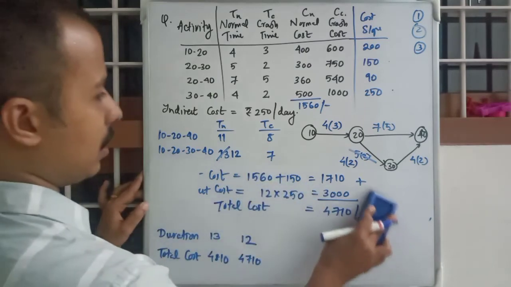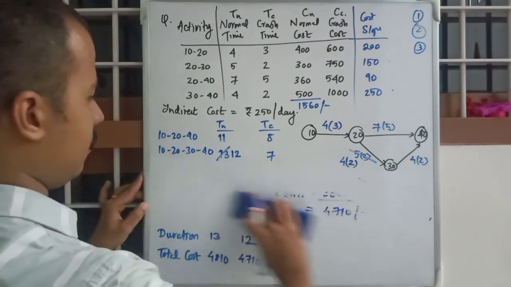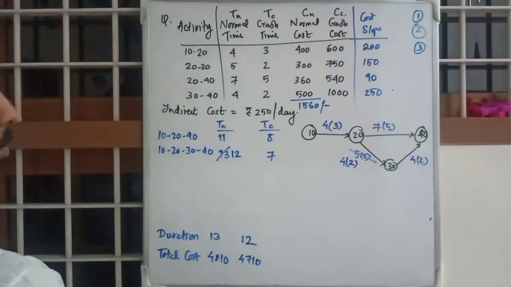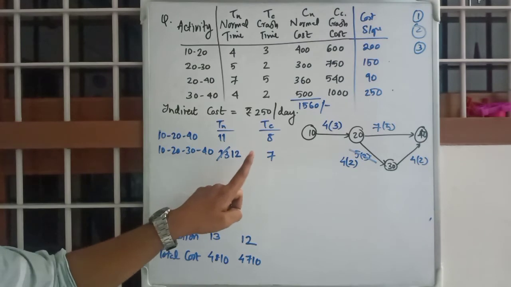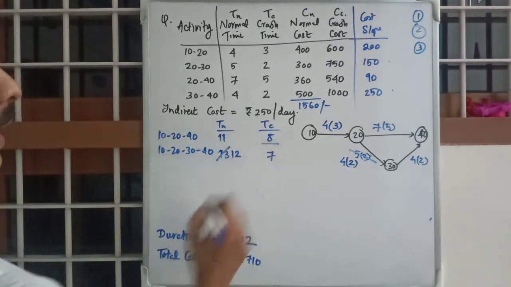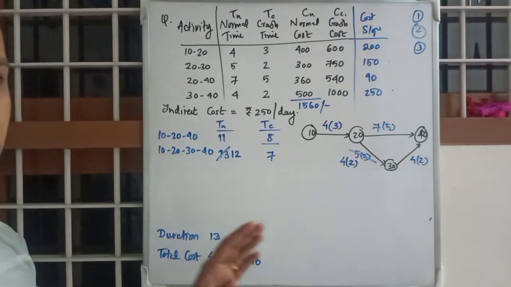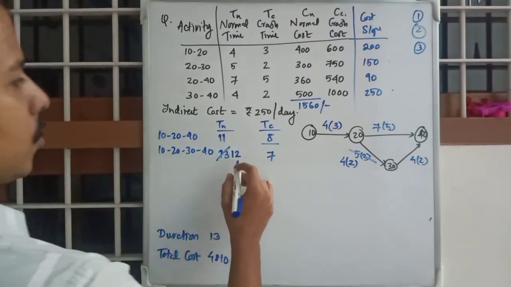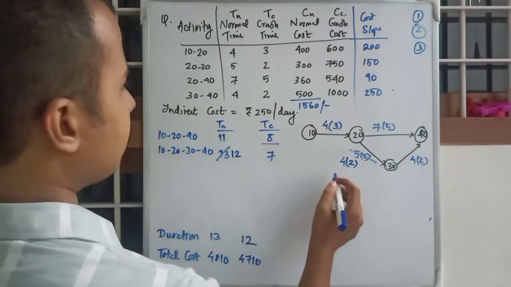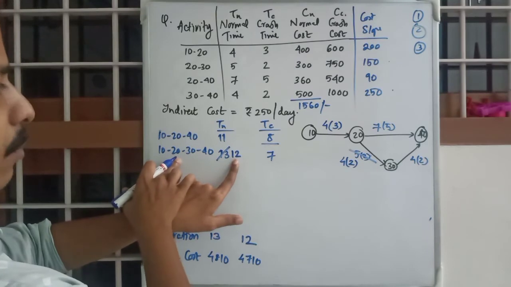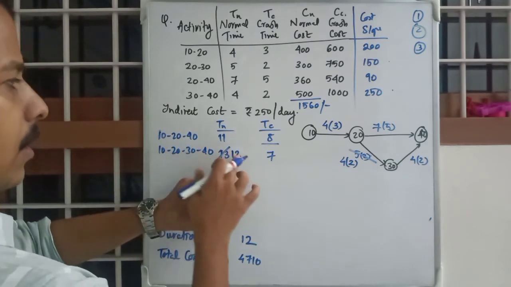So that was with the crashing of 1 day. Now we are continuing the crashing process. What will be the end of it? It will end with 8 days. That is the extent. We will stop with 8, then compare. Okay, so now it is 12, right? The critical path is 12. Now we will make it 11.